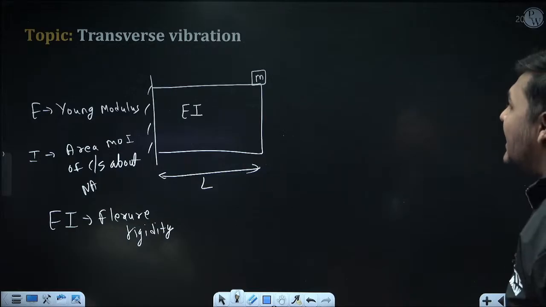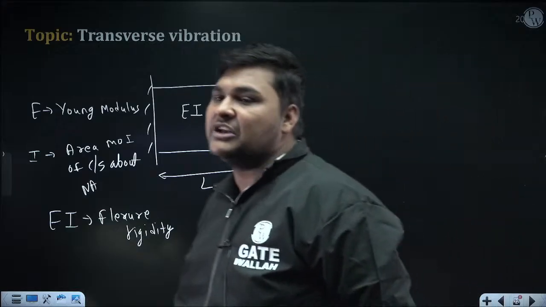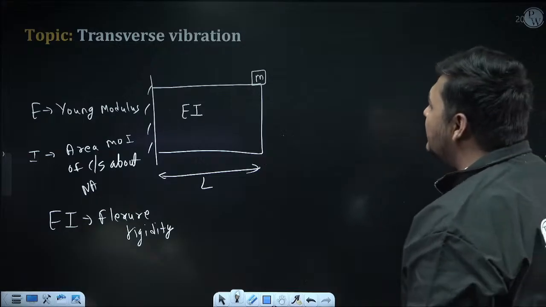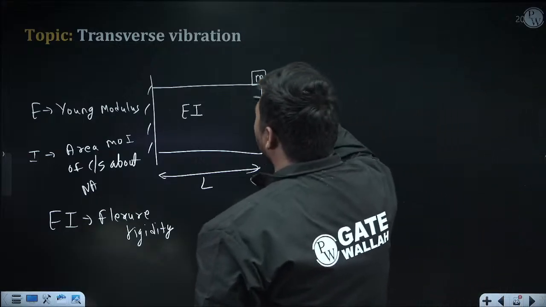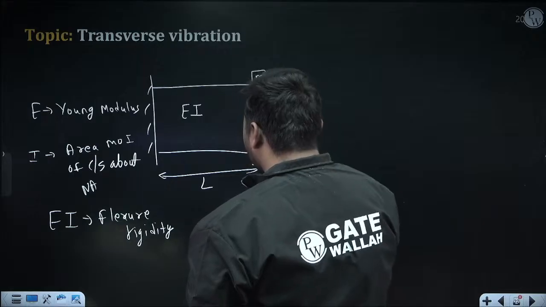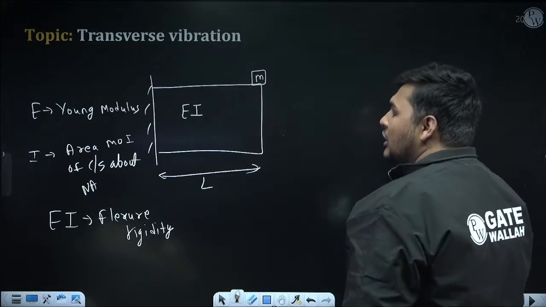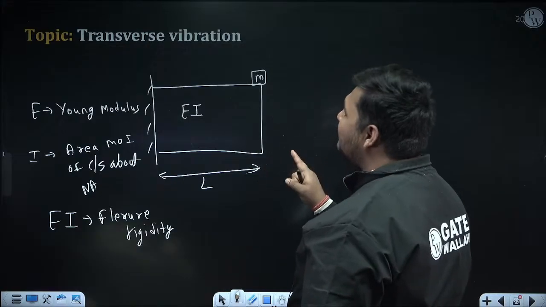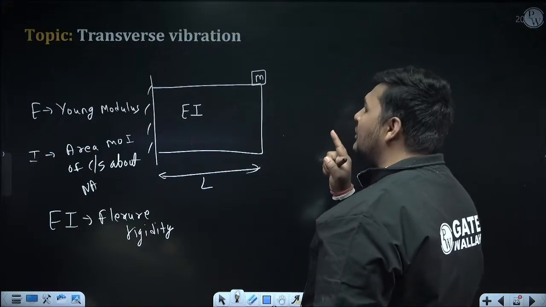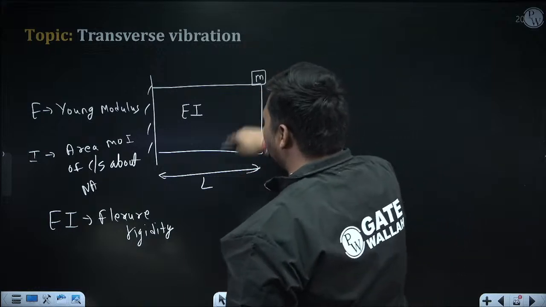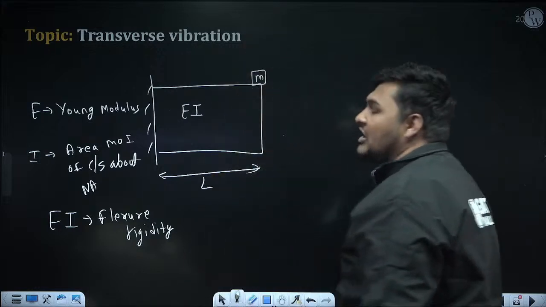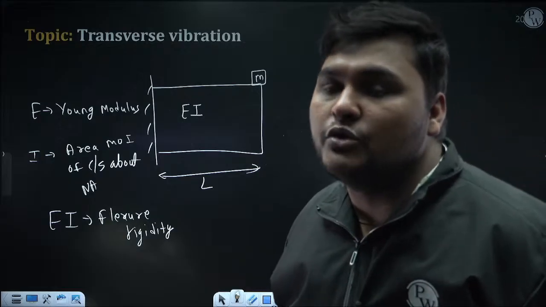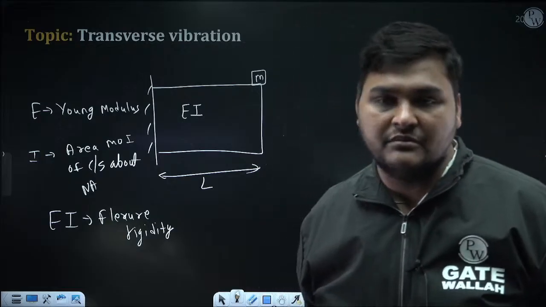But see, here we are discussing transverse vibration. Transverse vibration means in this structure, transverse vibration is occurring. Now what we'll do, we'll disturb this mass from its mean position in the transverse direction. So due to that, what will happen? This beam will bend. Now whatever force I have applied to disturb this mass, if you remove that force, it will vibrate like this. And this vibration is known as transverse vibration. And in transverse vibration, restoration occurs due to the bending stiffness of this beam.